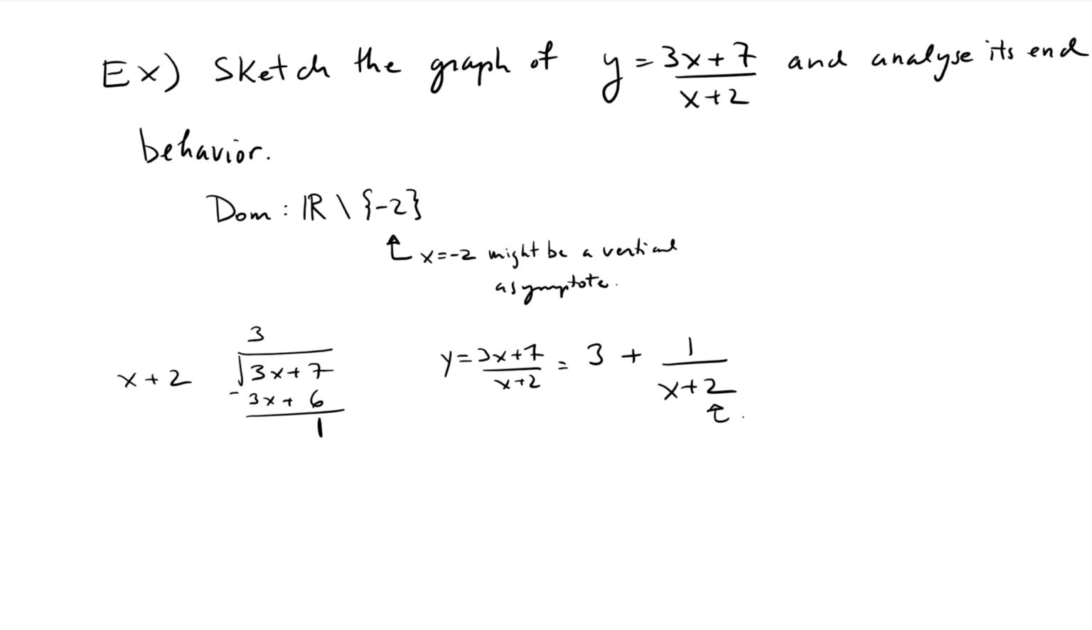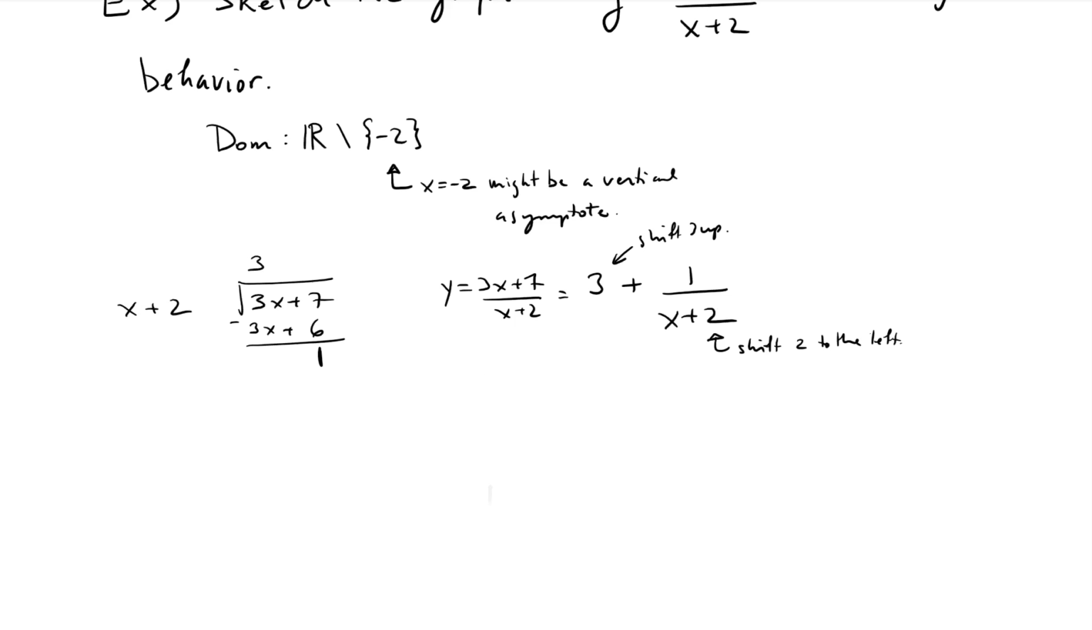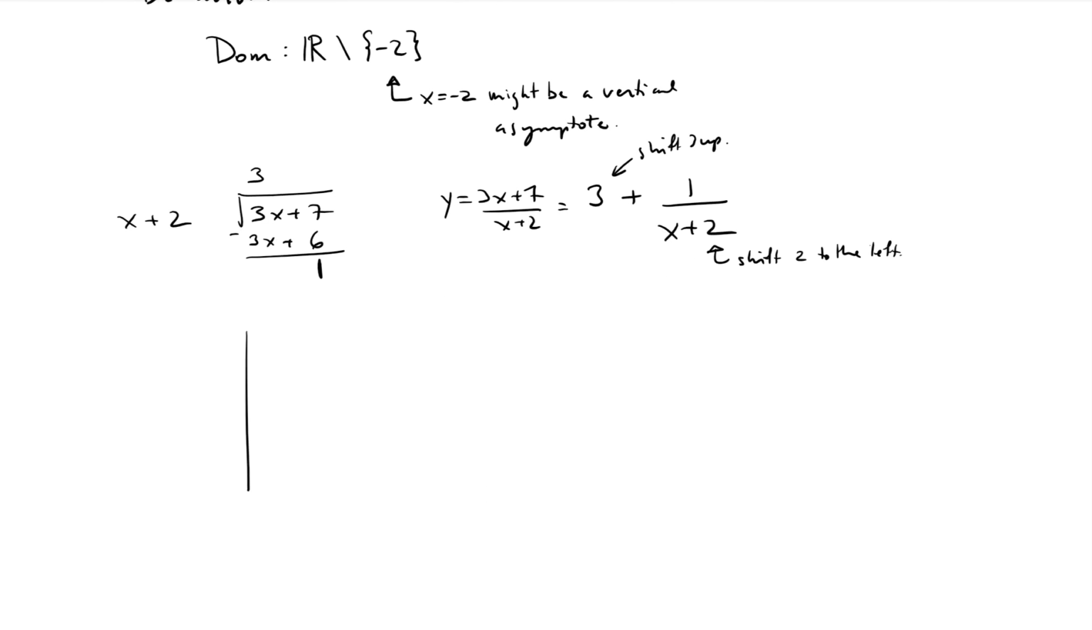So the 2 here is going to shift the function 2 units to the left. And the 3 here will shift it 3 units up. So that's all we have to do. So 1 over x looks like this. And then we just have to perform those transformations.